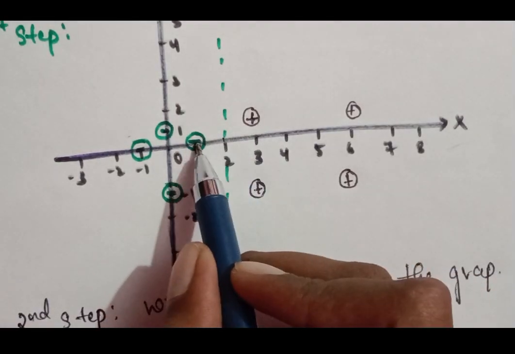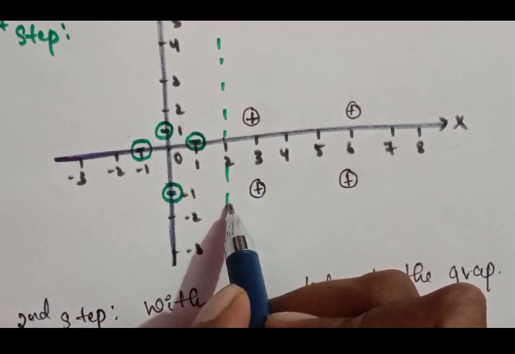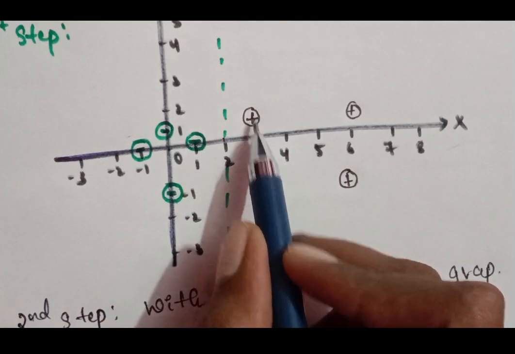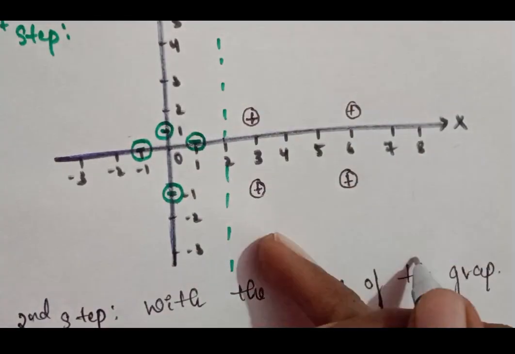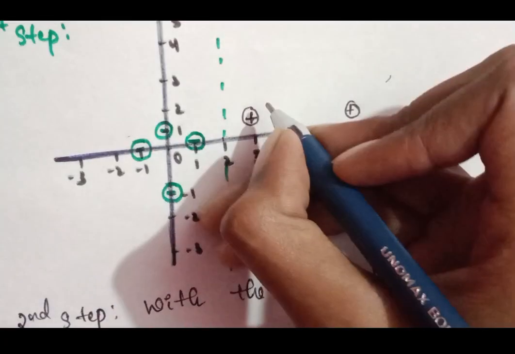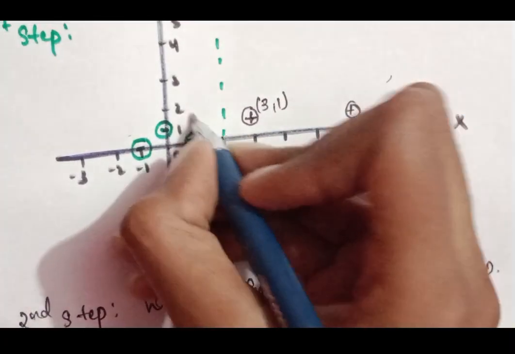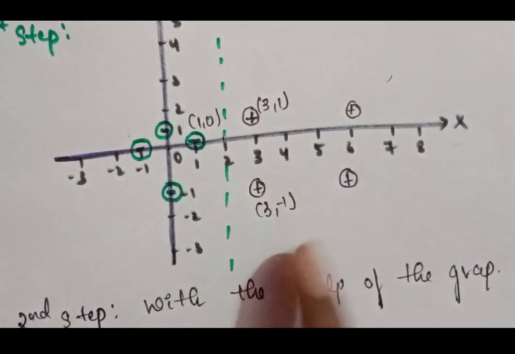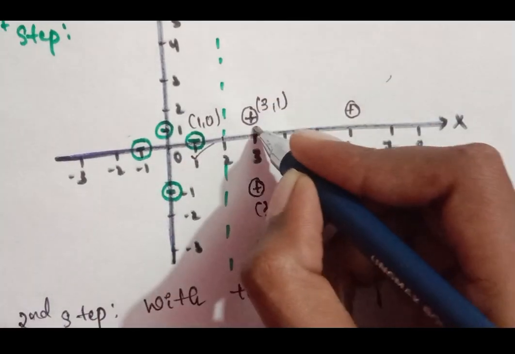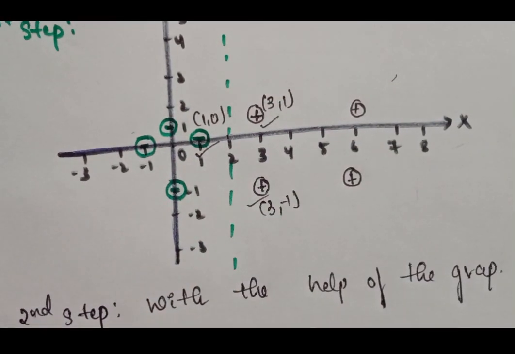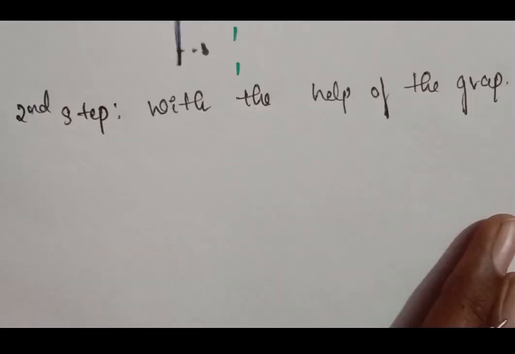Towards the negative, I move, this is the point which is closest to the separating hyperplane, and if I move to the right side, I get the points on the same line, which are (3, 1), and this is (3, -1), and this is (1, 0). So these 3 points I am going to consider for the next step. These are the 3 points that I am going to consider for the second step.